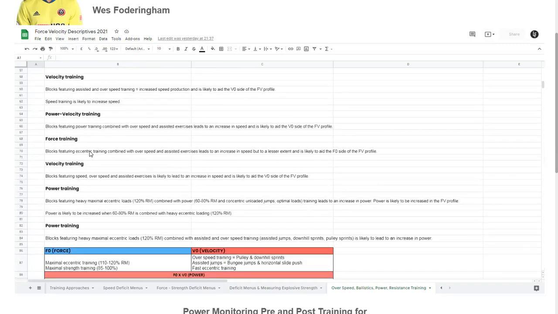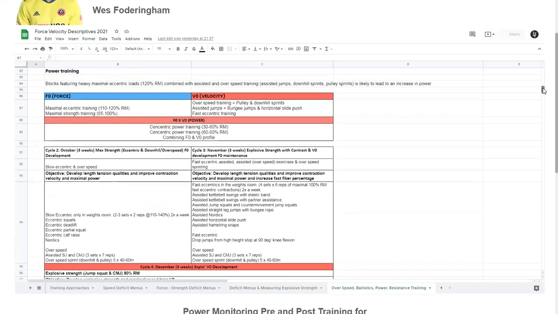And then very simply, blocks of eccentric training combined with overspeed leads to an increase in speed. And this is going to aid more of the force side of the force velocity profile. And then, for example, velocity training, this is the strength bit. Blocks featuring strength, overspeed, and assisted exercises are going to increase speed and are likely to aid the speed side of a force velocity profile. And then you've got some power stuff here.